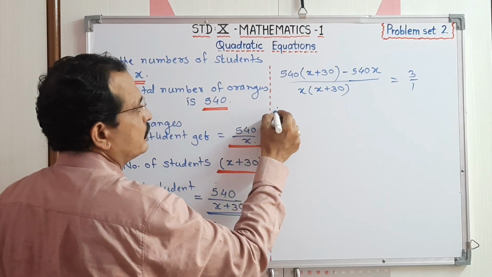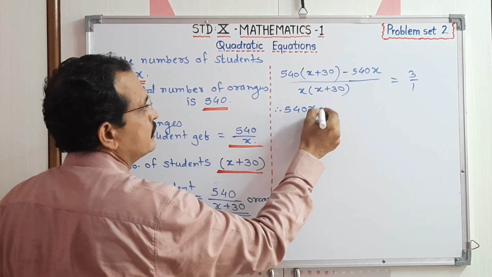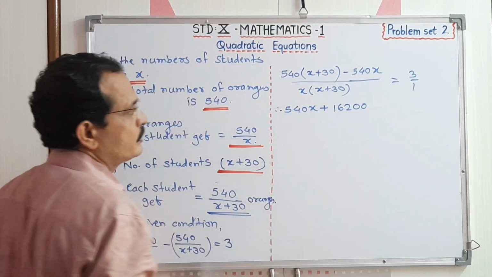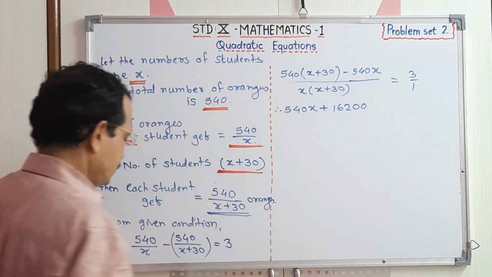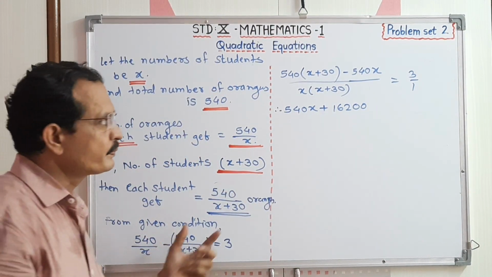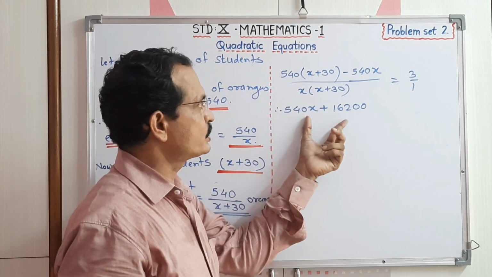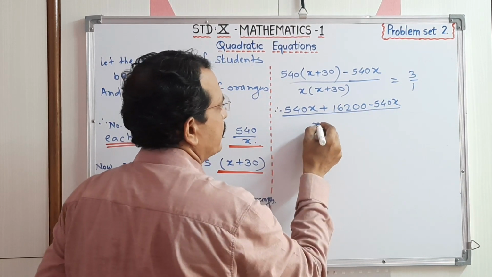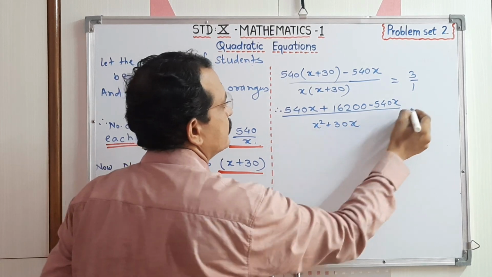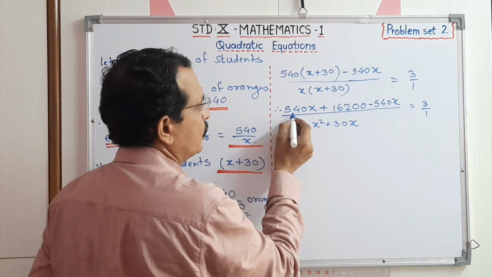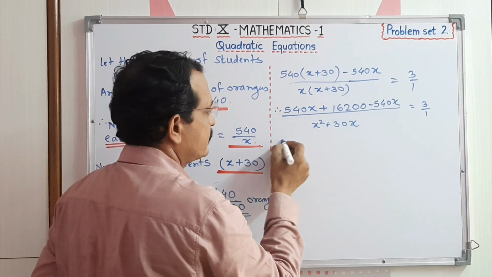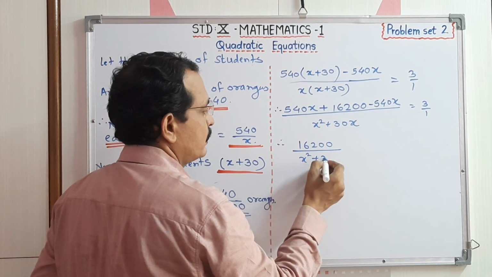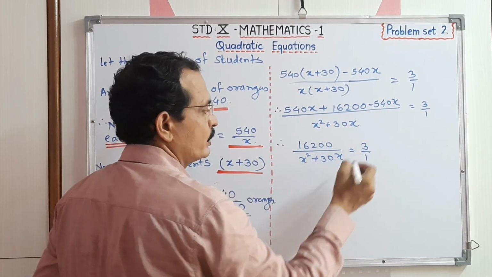Now, 540x plus 16,200 minus, see, we have to do the cross multiplication. Now this bracket we have to solve first of all. This minus 540x divided by x square plus 30x is equal to 3 upon 1. Now this plus 540x minus 540x, 16200 upon x square plus 30x is equal to 3 upon 1.